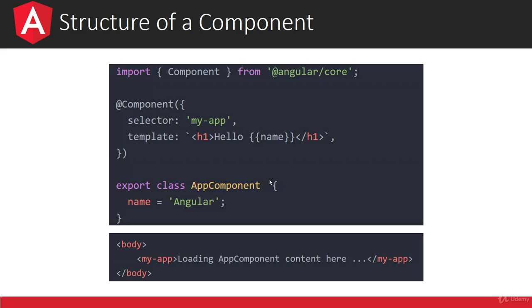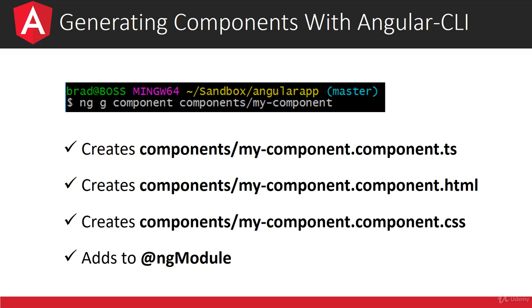Okay, so if we were to look at this component in the browser, it would just say hello Angular, okay, because the name property is equal to Angular. So hopefully that makes sense as far as the basic structure. We have a selector, a template. It's not here, but we can also add CSS, a link to an external CSS file, or we can add inline CSS within the component decorator as well.